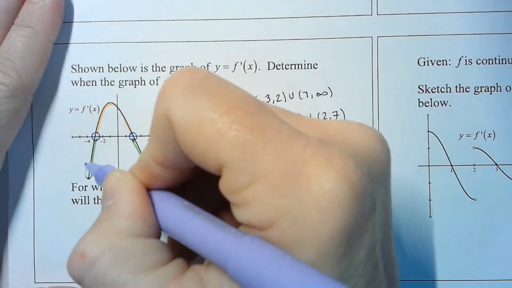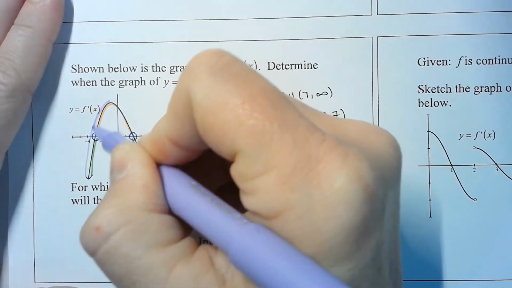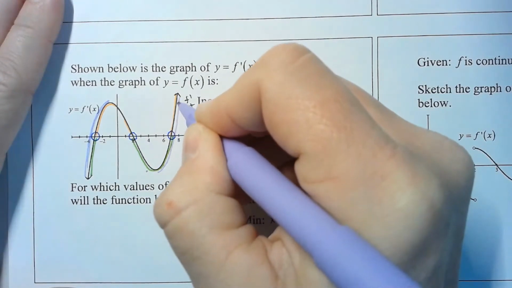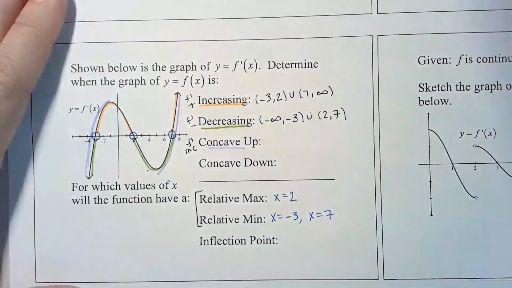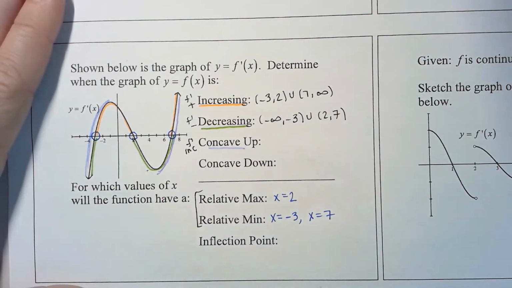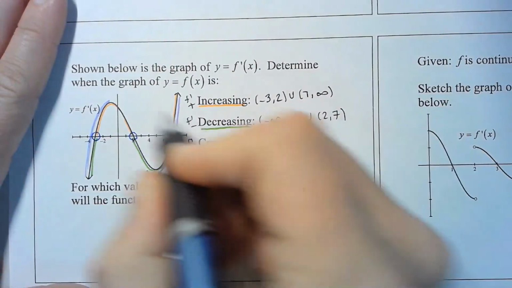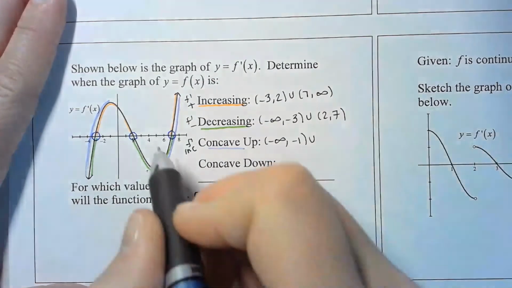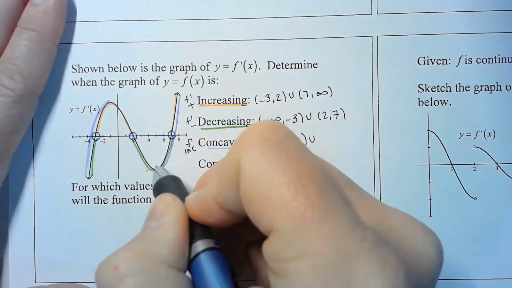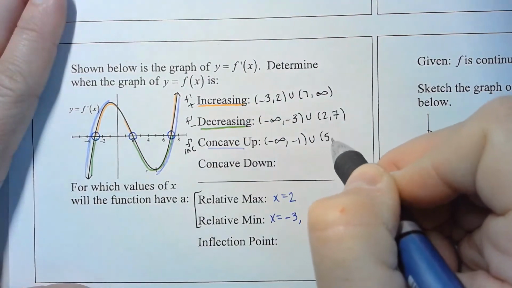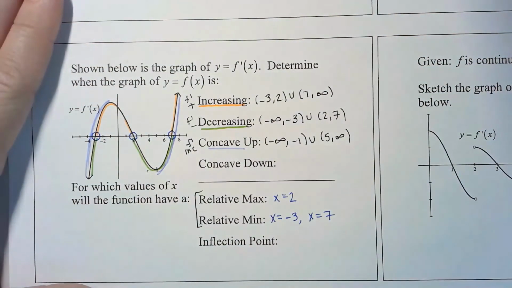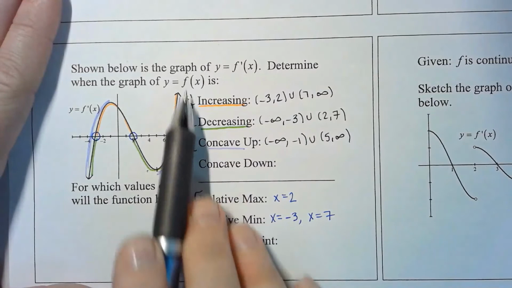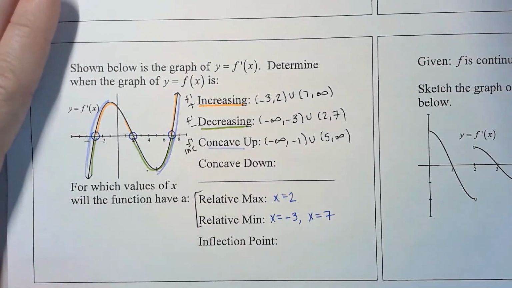And I will use a lavender color for that. So this is my first derivative. It is increasing here, and it is increasing again here. So let's say from negative infinity to, I don't know, let's call that -1, estimating. And then from, let's call that 5, to infinity. So when my first derivative is increasing, my original is concave up.